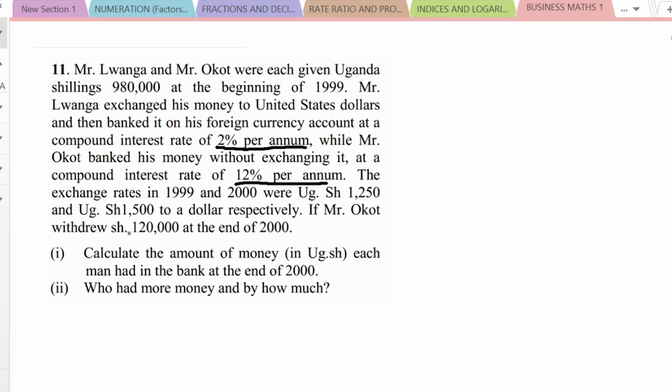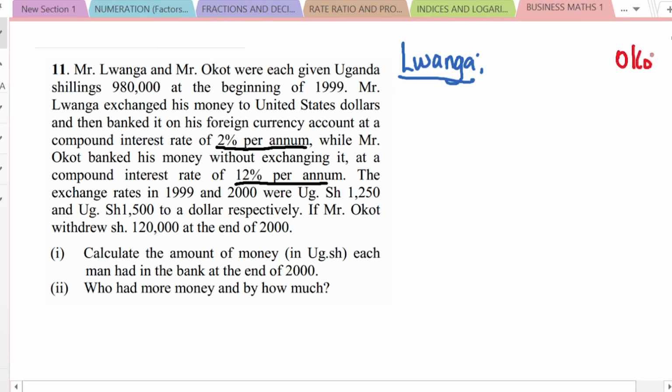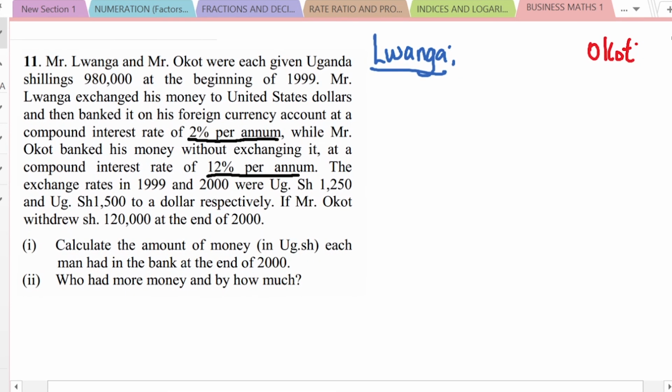So we are going to analyze each man at a go. Let's first deal with Mr. Luanga, and then of course we have Okot. These are the two people we're talking about here. Mr. Luanga and Mr. Okot were each given 980,000 at the beginning of 1999.